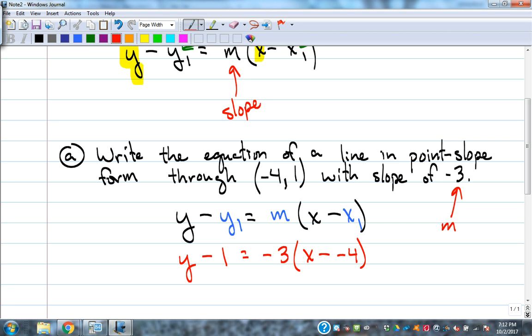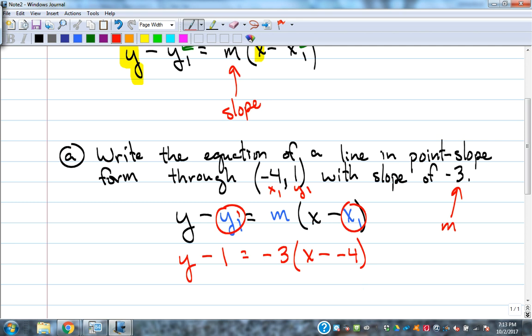We can simplify this just a little bit. All right, so what I've done is I've replaced the slope with -3 because they told me the slope was -3, right? This is your x1 and your y1, okay? That ordered pair is your x1 and your y1. I'm just putting those in the place of x1 and y1 in the point slope form, the general form, okay? So I replaced the y1 with 1. So that's why it's y minus 1. I replaced the x1 with -4. That's why it's x minus -4.